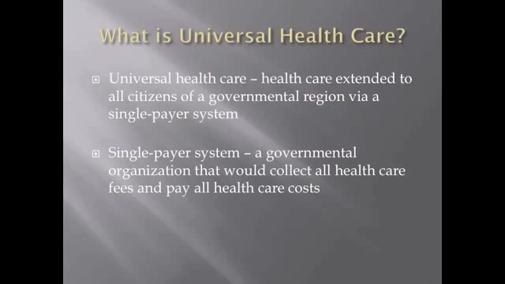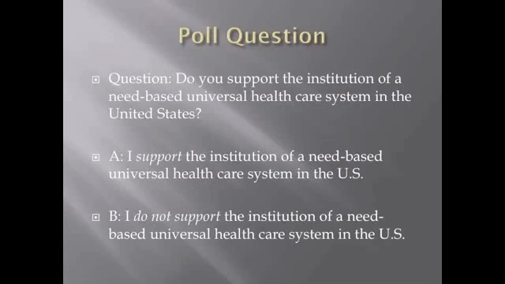What is universal health care? Universal health care is health care extended to all citizens of a governmental region via a single-payer system. A single-payer system is defined as a government organization which would collect all health care fees and pay all health care costs. Now, if everyone would please get their clickers out, the quiz will be beginning shortly.